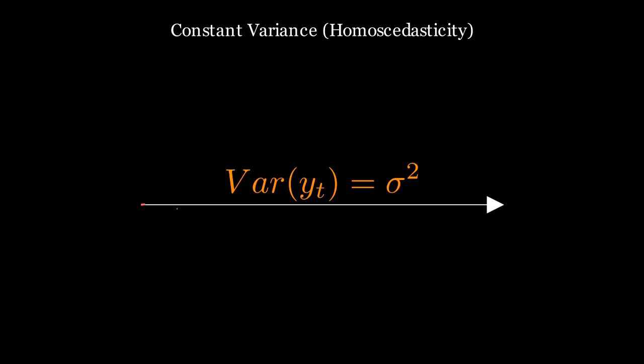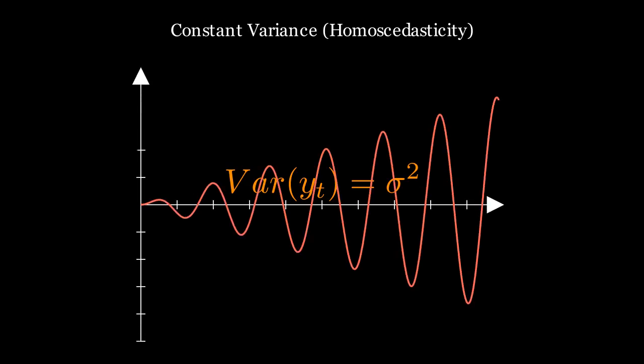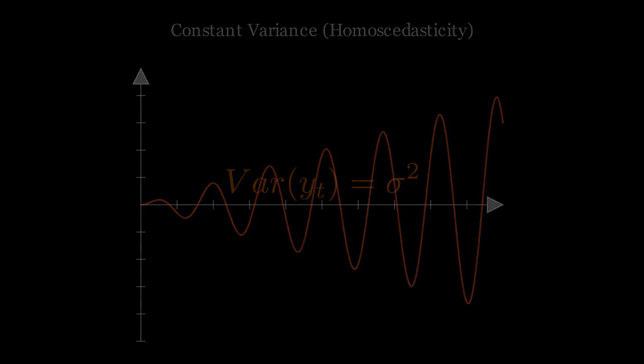The second pillar is constant variance, also known as homoscedasticity. Imagine a river. If the waves are always roughly the same height, the variance is constant. But if the river starts calm and suddenly turns into a turbulent rapid, the variance has increased. Non-constant variance is common in financial markets during times of crisis.